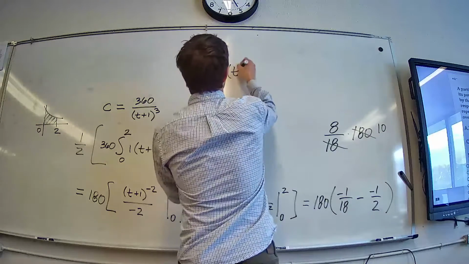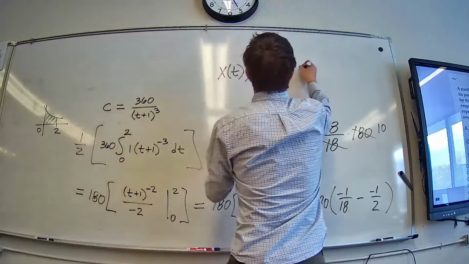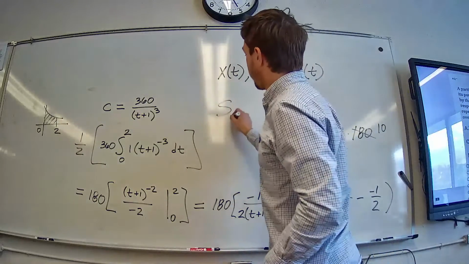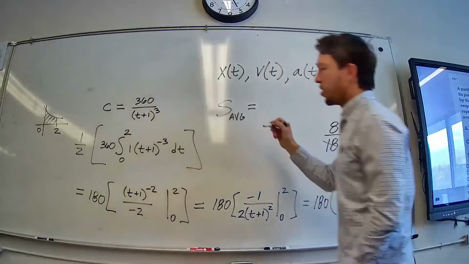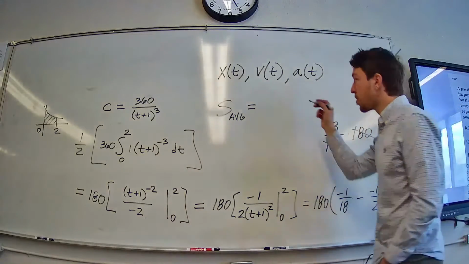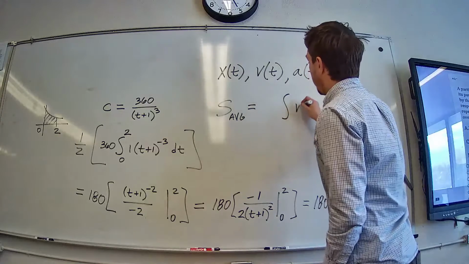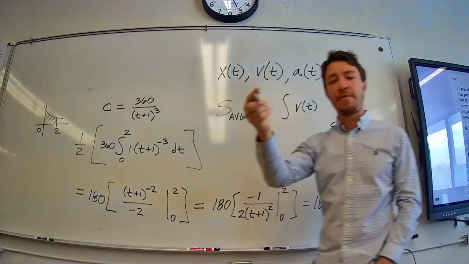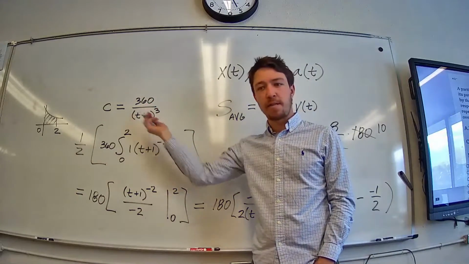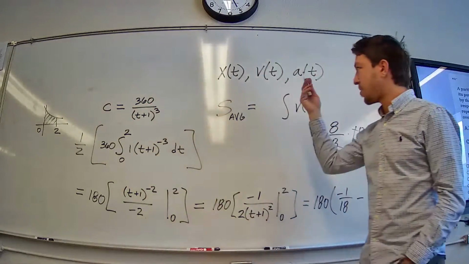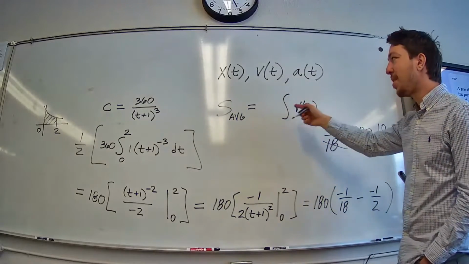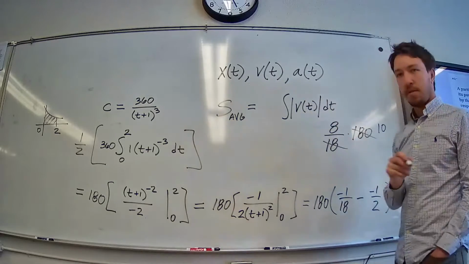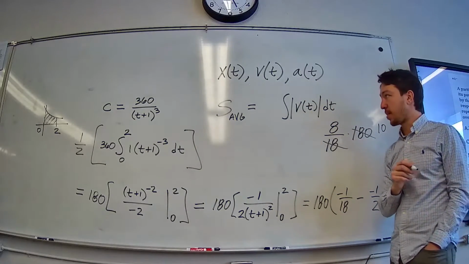If you have a position function, velocity function, and acceleration function, how do you get average speed? Which one do you integrate? Well, let's look at this. By the way, how do we get average temperature? You integrated the temperature function, right? How do you get average velocity? You integrate the velocity function, except I want average speed. So what's the speed? It's the absolute value of velocity. We feel okay about that?